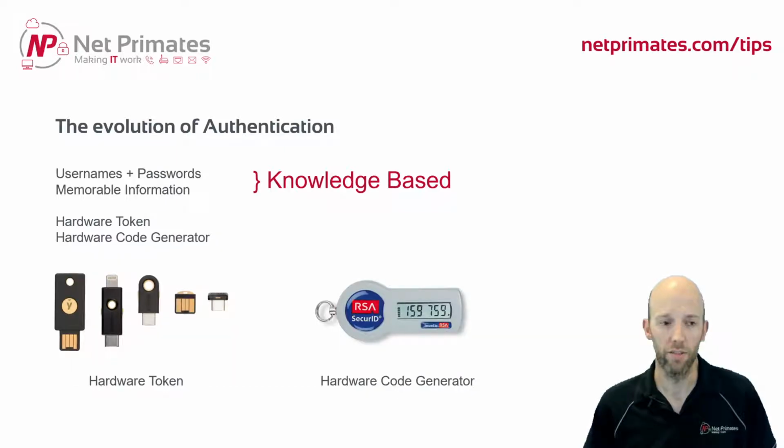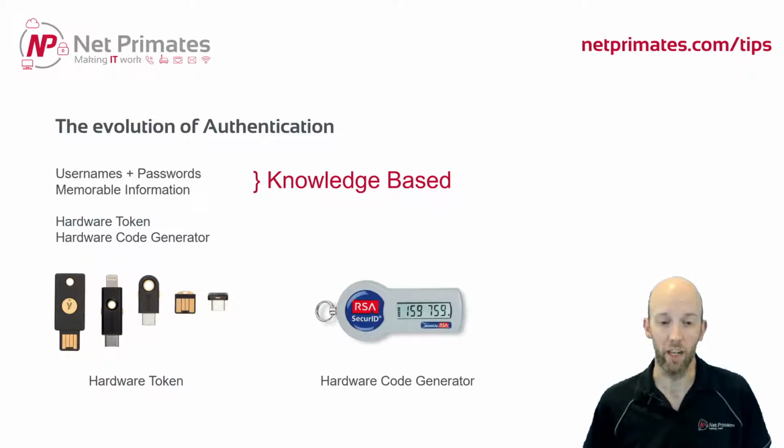The first forms of two-factor authentication we saw really were hardware tokens, devices that either generated a code, like the one on the right there, or a hardware token that you physically insert into a device when you're logging into it. They add a lot of benefit because of the physical nature of them.